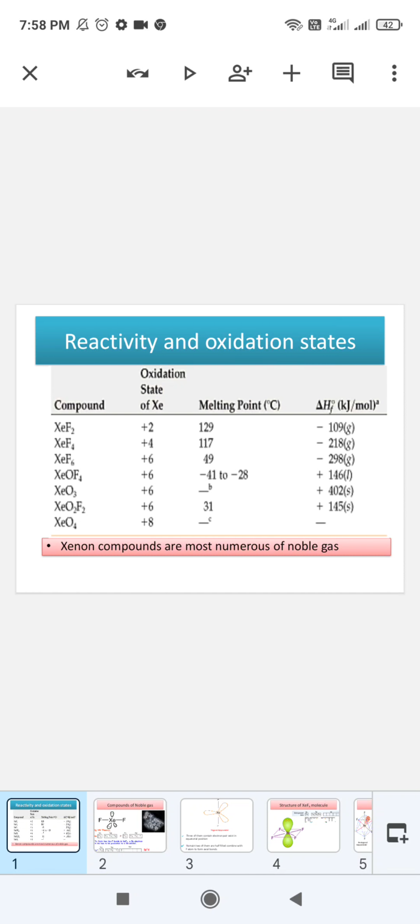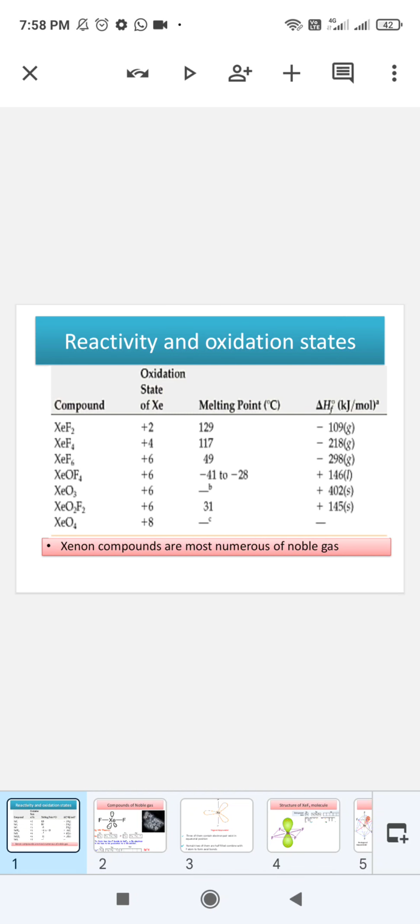So the next property is the oxidation state and the reactivity of the noble gases. As you know, the noble gases are almost inert, but only xenon reacts with other elements, and there are numerous xenon compounds available in which xenon exists in +2, +4, +6 and +8 oxidation states.